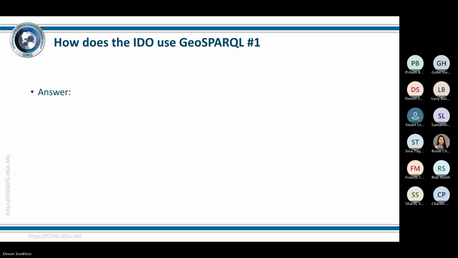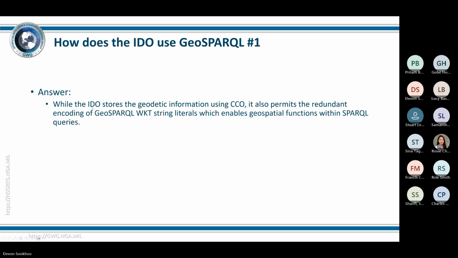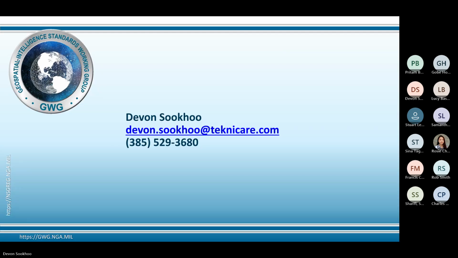I'll skip this for now. Okay, so I'll wrap up the talk. I'll answer the question one more time. How does the IDO use GeoSPARQL? Well, the IDO stores the geodetic information in CCO primarily. But users can also redundantly store the GeoSPARQL well-known text as string literals. That enables geospatial functions within SPARQL queries. Okay, that's it for my talk. Hopefully that was helpful in understanding RDF and GeoSPARQL a little bit better.